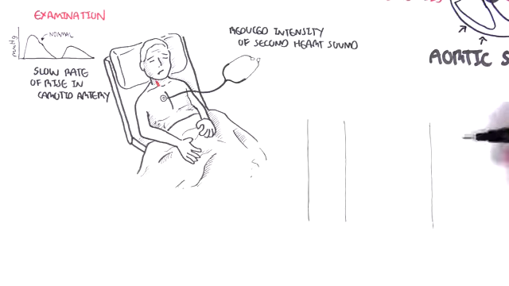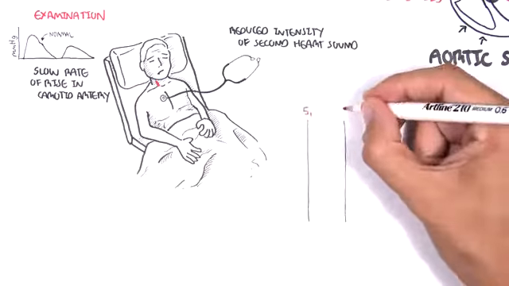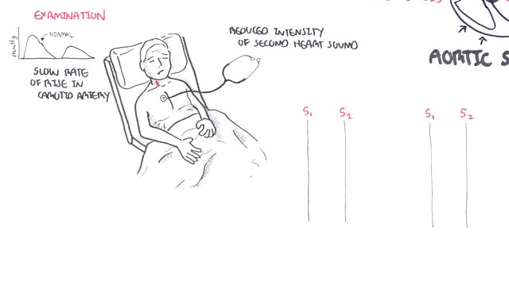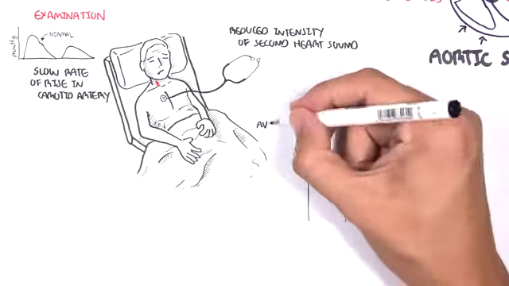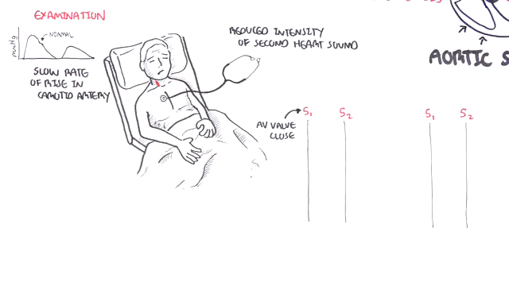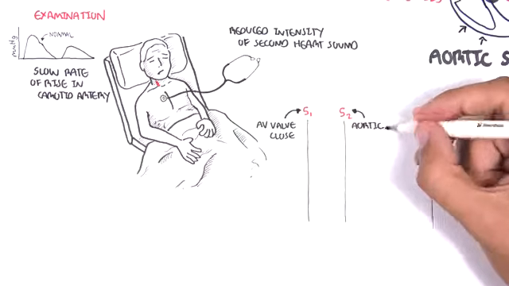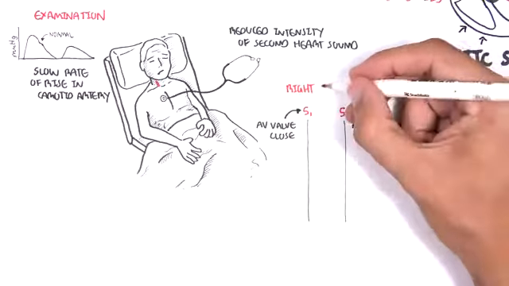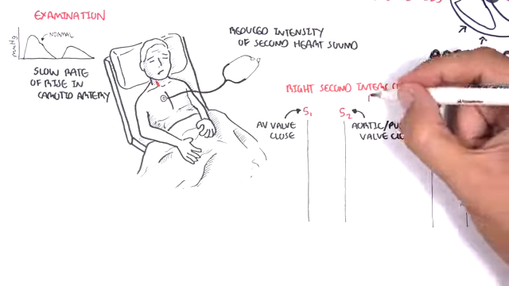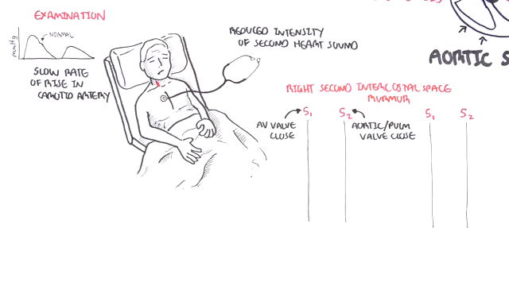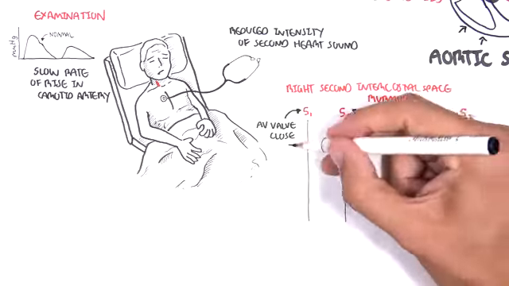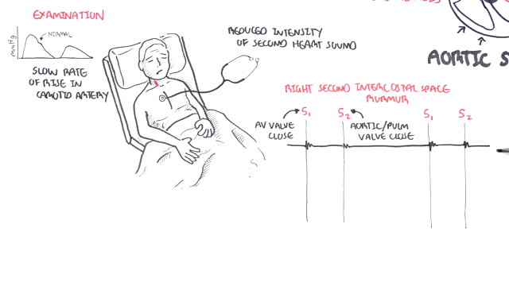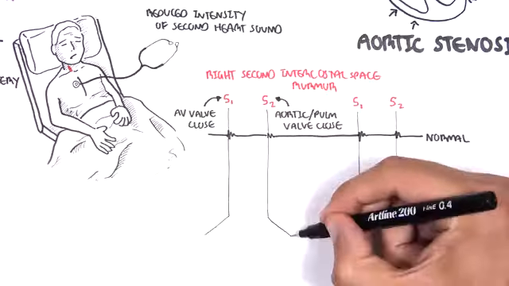Drawing it out here, we normally have 2 heart sounds, S1 and S2. S1 is your AV valves closing, which are your tricuspid and mitral valves. And S2 is when your aortic and pulmonary valves close. We are listening to the right second intercostal space murmur in aortic stenosis. But first, looking at the normal, we have a first heart sound and then a second heart sound.